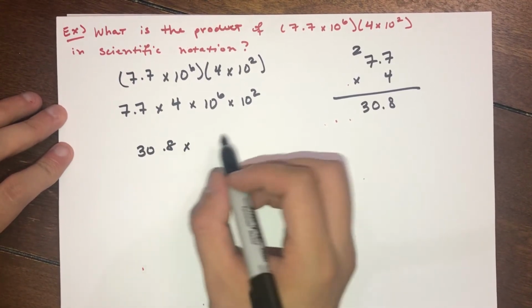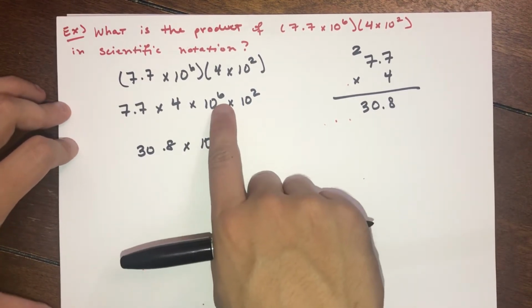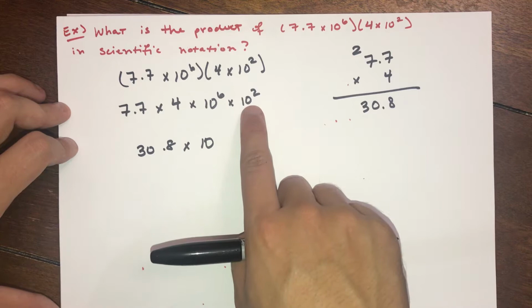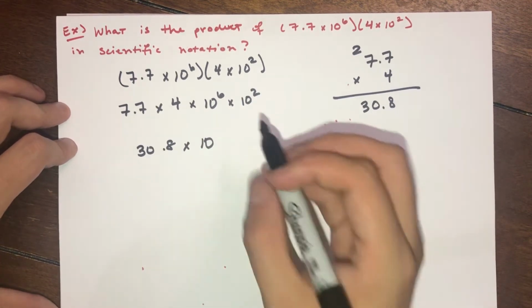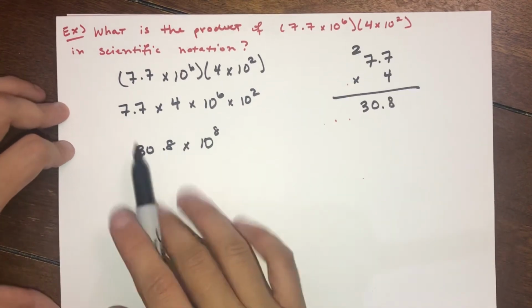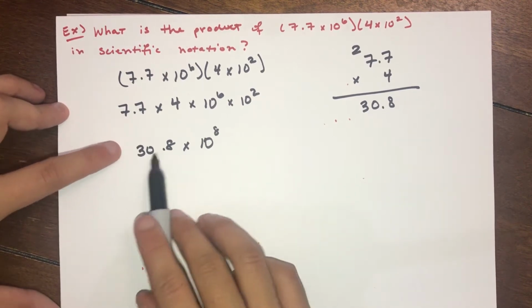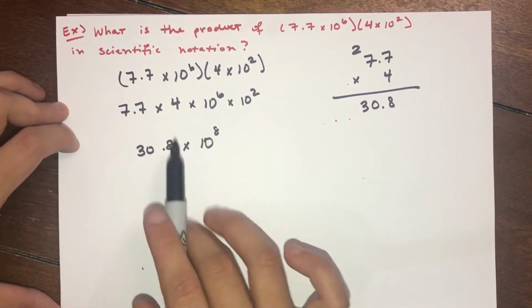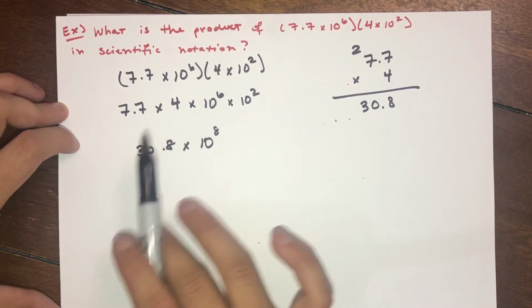times 10 to the 6 times 10 squared, which is going to be 10 to the 6 plus 2, is 8, so 10 to the 8th power. But note, this is not scientific notation yet, because this number is bigger, it's not in between 1 and 10. For scientific notation, this number has to be in between 1 and 10.